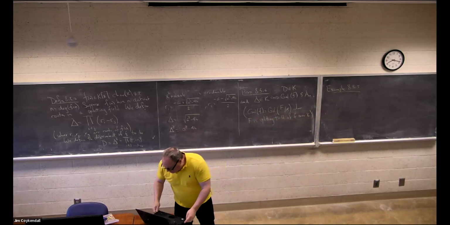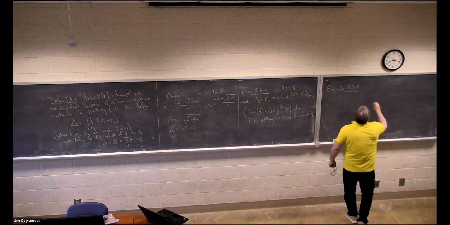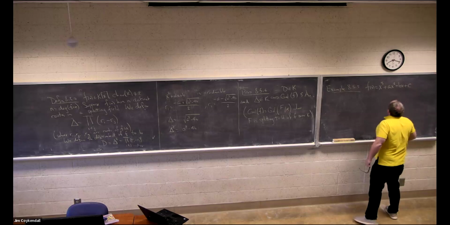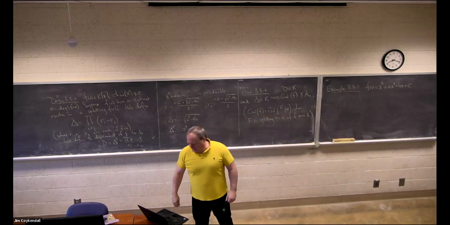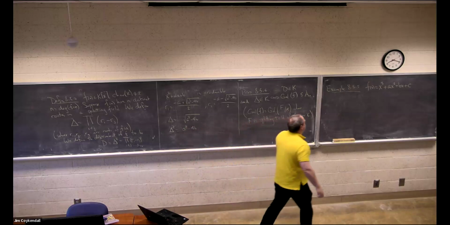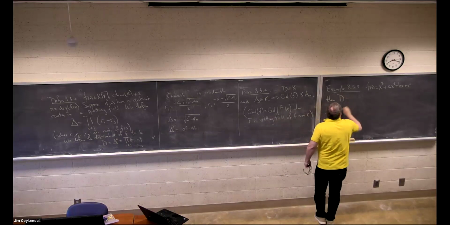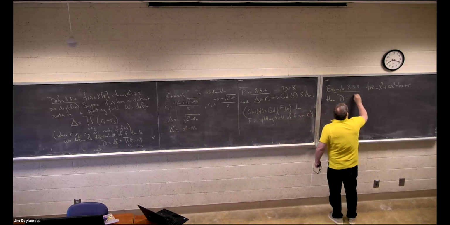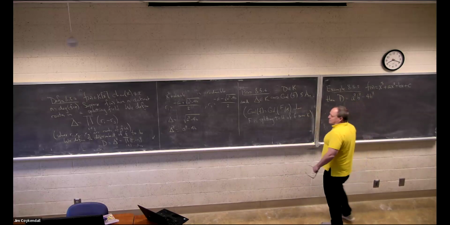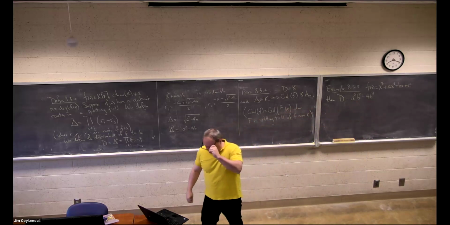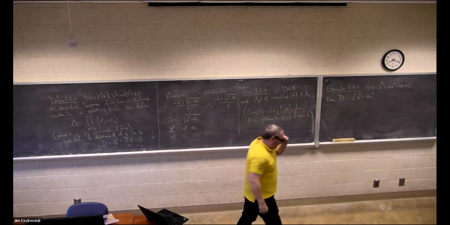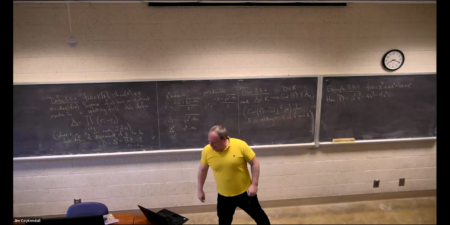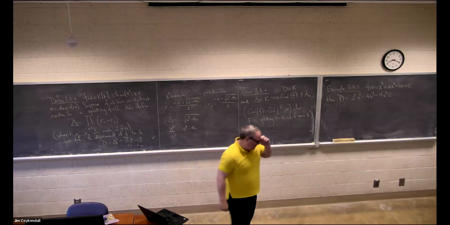So for a cubic polynomial, x cubed plus a x squared plus b x plus c, the discriminant is given by, now the discriminant, of course, is the thing that should be in the field, a squared b squared minus 4b cubed minus 4a cubed c minus 27c squared.